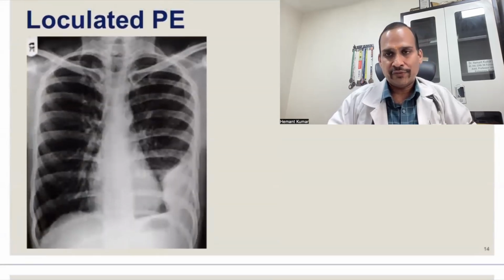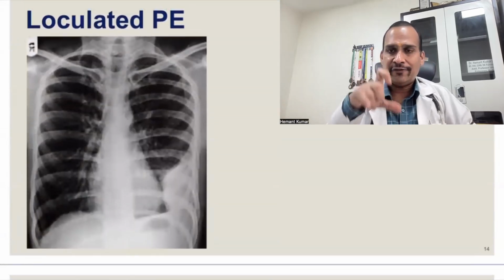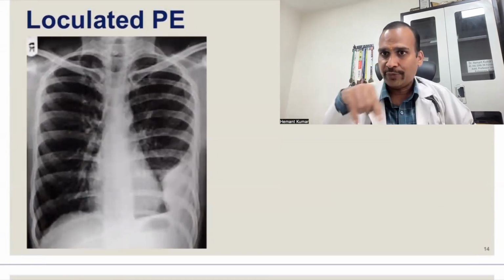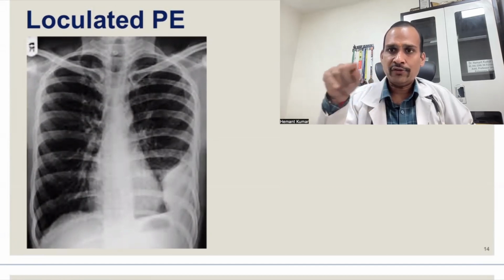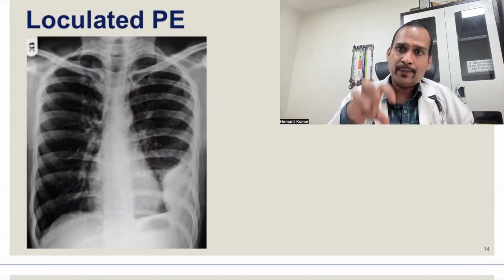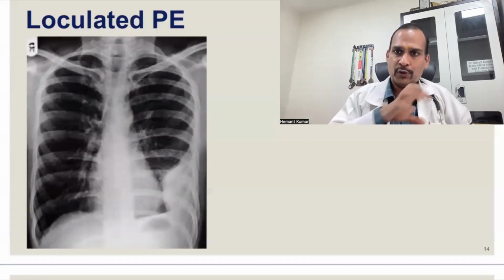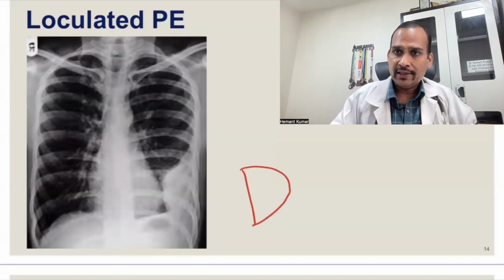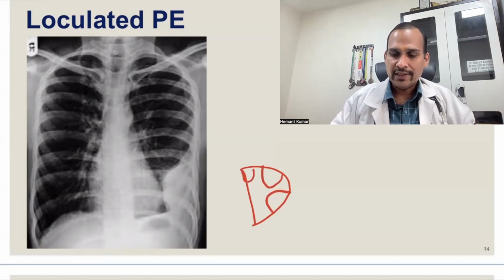What is loculated pleural effusion? If there is pleural effusion and you leave it untreated, there will be pocket formation because of adhesions or loculations. So fluid will be there in small pockets. For example, this is your pleural cavity, and the pleura will form small pockets like this. So this is loculated pleural effusion.